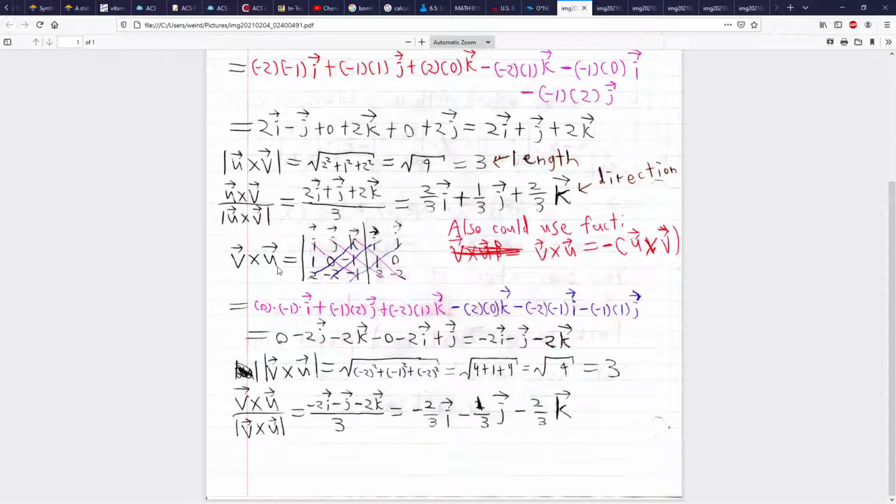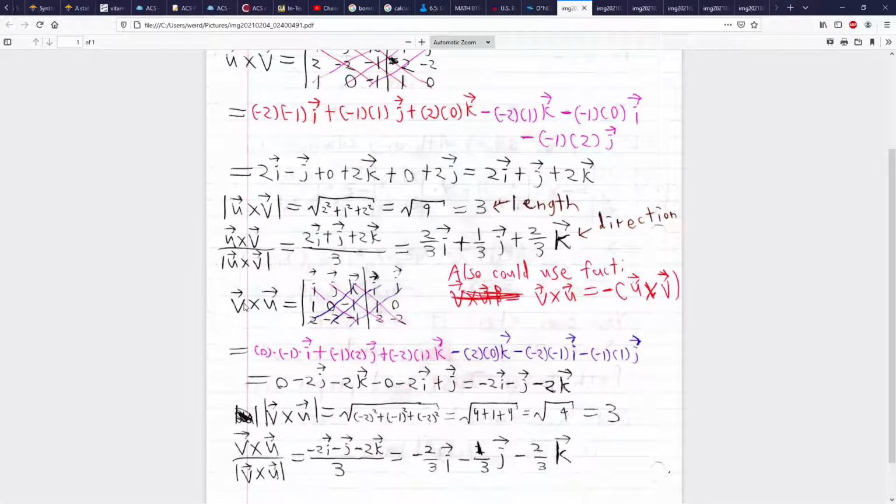For this example, again color coded, like I said. You write it out, paying attention that the first one goes in the second row here, and the second one goes in the third row, because i, j, and k go in the first row.